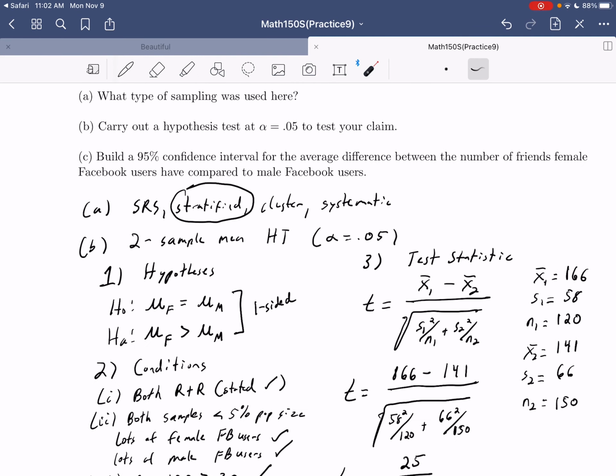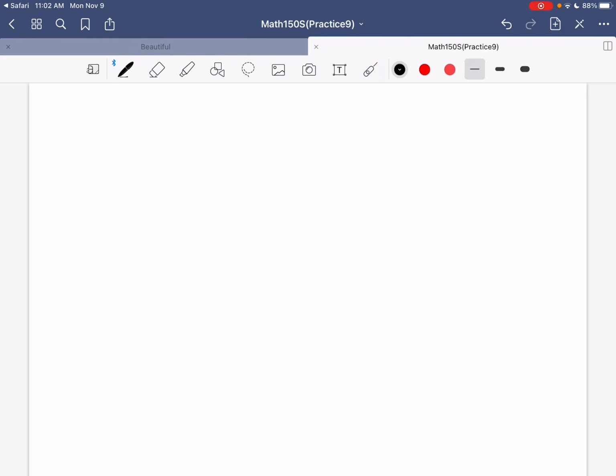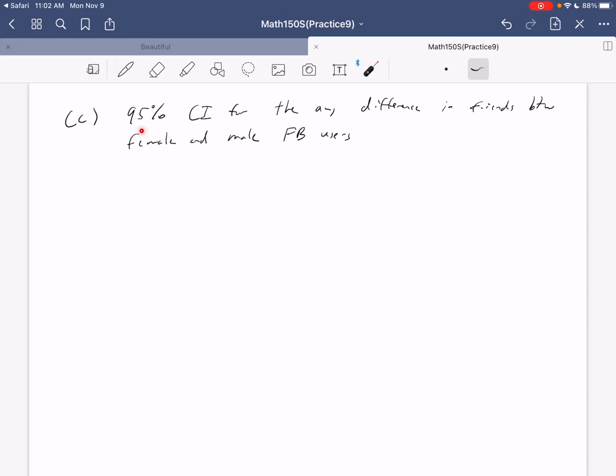All right, let's go ahead then and build an estimate for how big that difference actually is, now that in part B, we actually diagnosed there was a difference. So we'll give ourselves one more sheet here. So we want to do a 95% confidence interval for the average difference in friends between female and male Facebook users. So notice that we're doing a confidence interval for the average difference. So we want to use one of our two-sample procedures, either two-sample mean or matched pairs. It is not matched pairs here. So this is going to be a two-sample mean confidence interval.